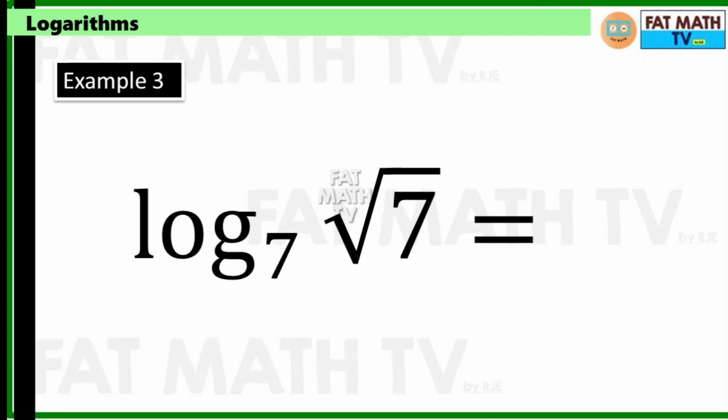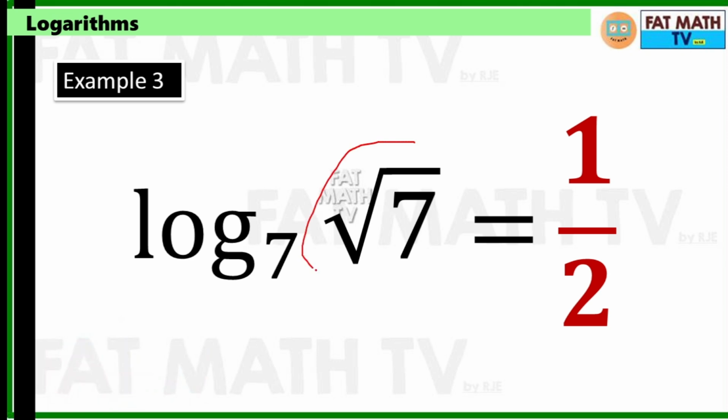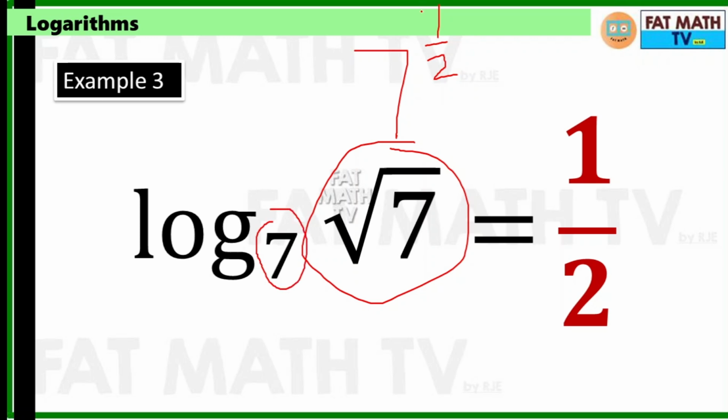Example number 3. Logarithm of the square root of 7 to the base 7 is what? What should be the exponent of 7 to get the square root of 7? Okay, easy. That is 1/2. Because the square root of 7 is in radical form. If you transform that to exponential form, that is 7 raised to 1/2. For the radicals, that is for square root, that is exponent 1/2. So what should be the exponent of 7 to get 7 raised to 1/2? Of course, the answer is 1/2.